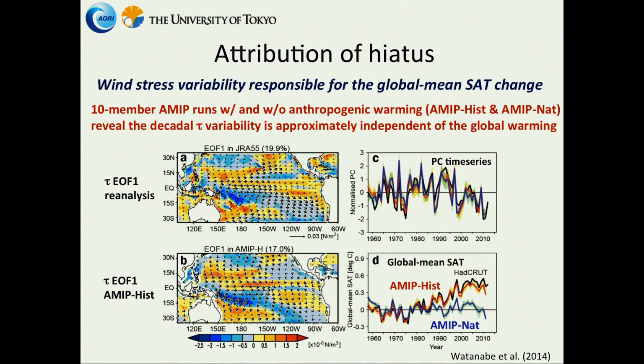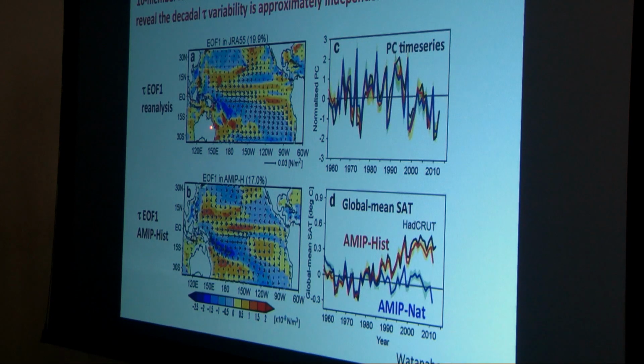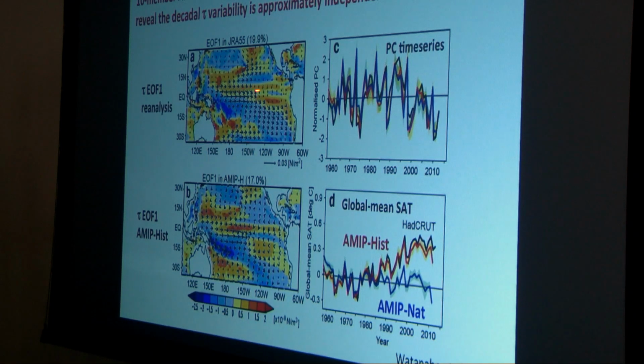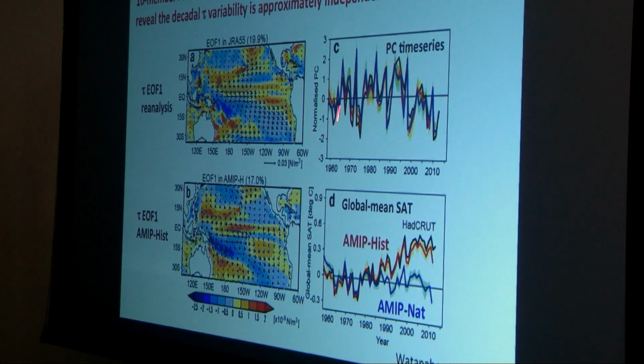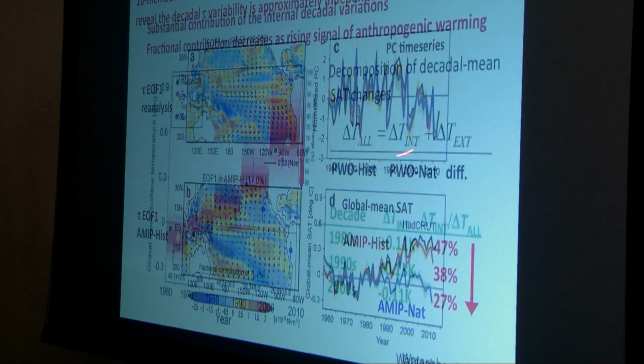In order to do that, you have to first verify that the wind stress anomaly forcing has little to do with anthropogenic warming. So this is a very difficult thing. This is the first EOF of the observed anomaly, which has this sort of pattern and this sort of time series.